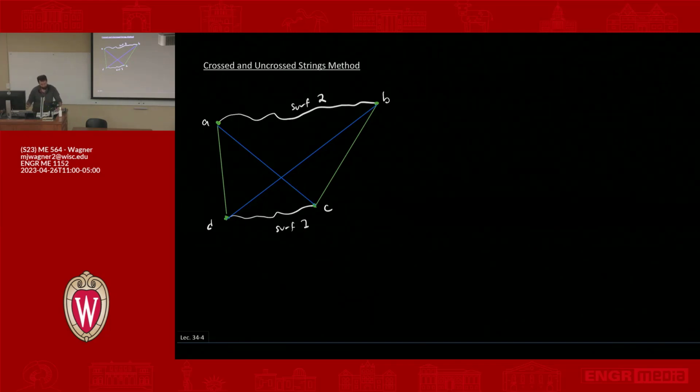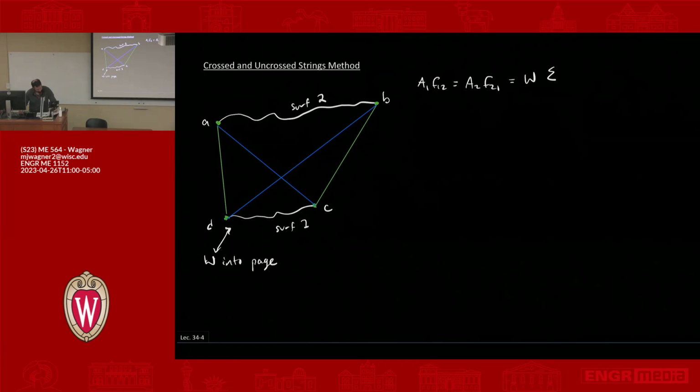Okay, so what this method says is, A1 F12 equals A2 F21, just the reciprocity. Both of those are equal to this parameter called W. So W is going to be our length into the page. So W times the summation of the length of the crossed strings minus the summation of the length of the uncrossed, divided by 2.